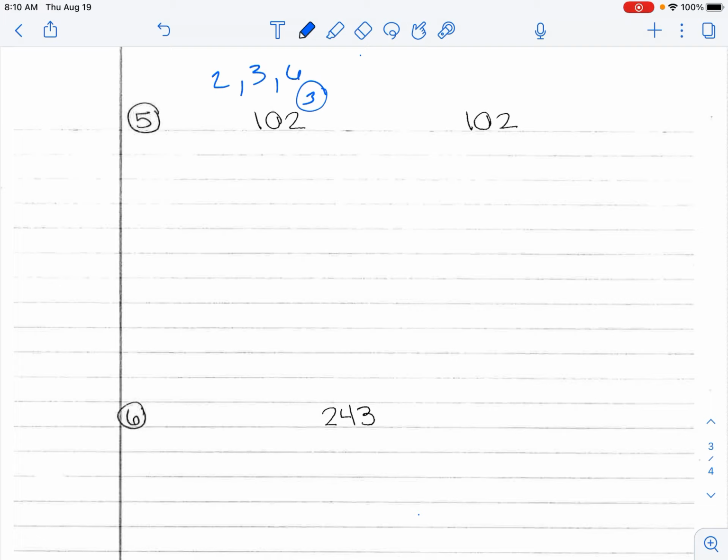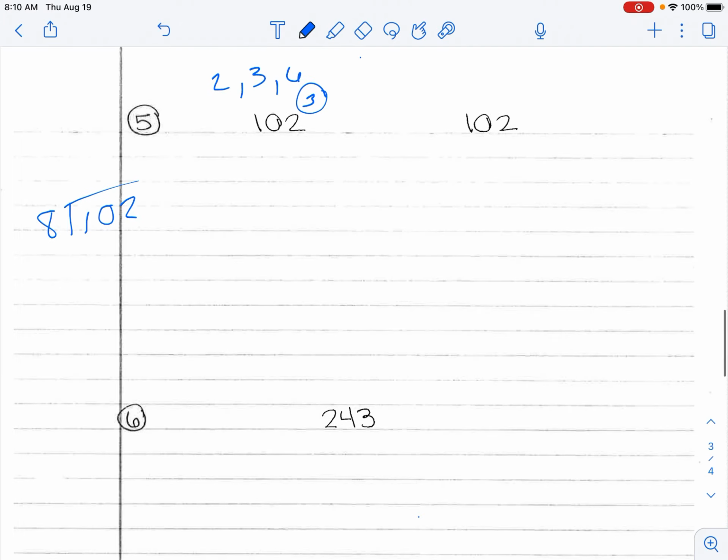What about 7? Nope, don't think so. 8? I don't know. Let's see. So, oh my goodness. 0, 1, 8. Nope, that's not going to work. 9, no. 3 is not a multiple of 9.